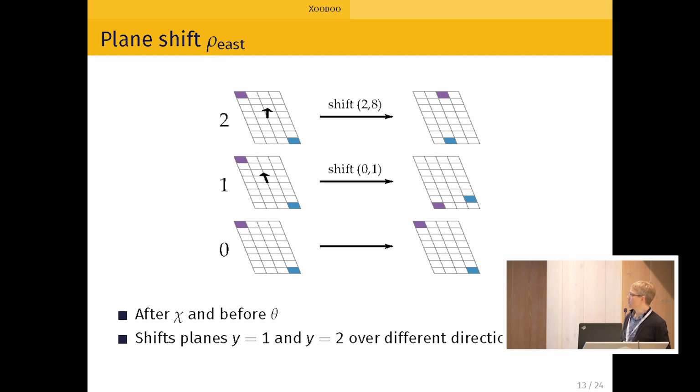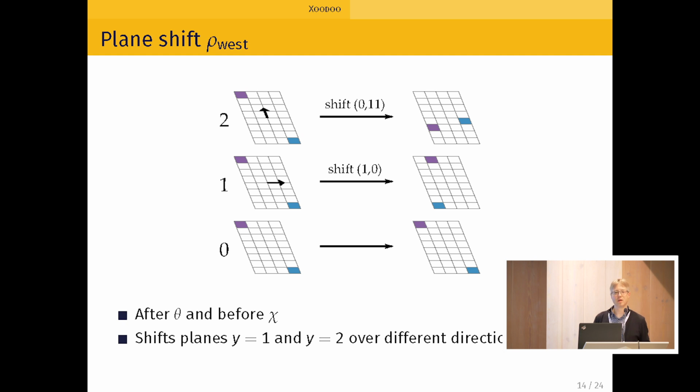Row east: we don't shift the plane at y equals 0. We shift by 1 position in the z direction the plane at y equals 1, and at y equals 2, we shift by 2 positions along x and 8 positions along z. And then similarly, row west: 1 shift by x on the plane y equals 1, and 11 shifts along z in the plane y equals 2. So these planes move independently of each other, so all the structures on the columns will be destroyed for the next round.